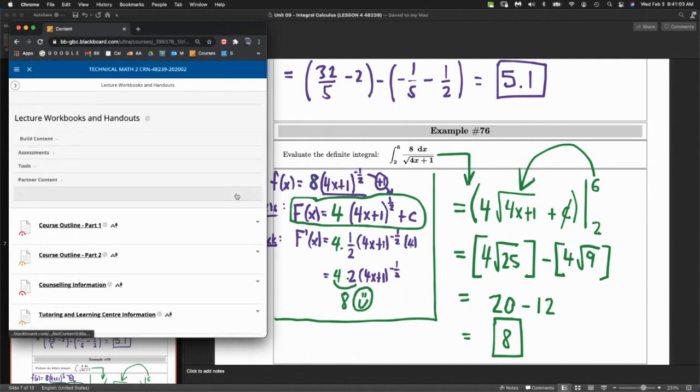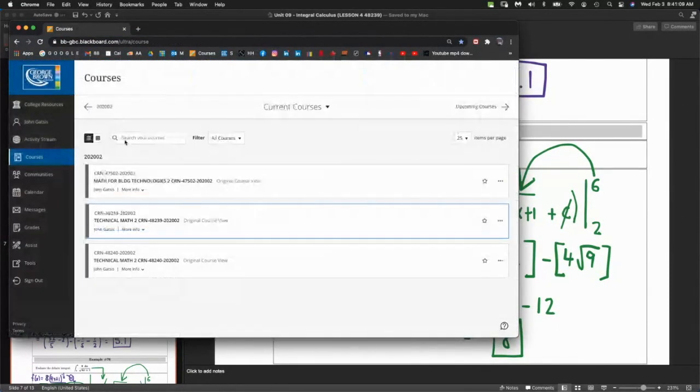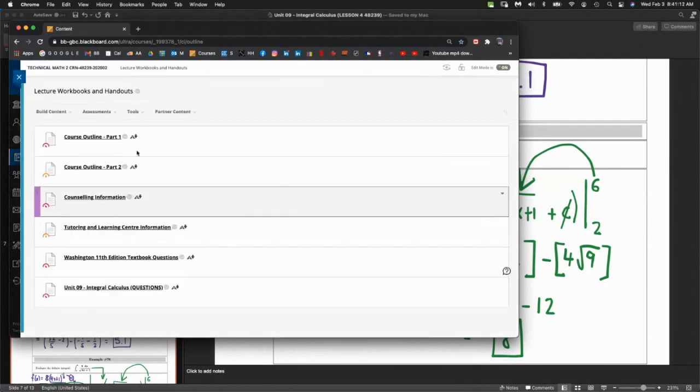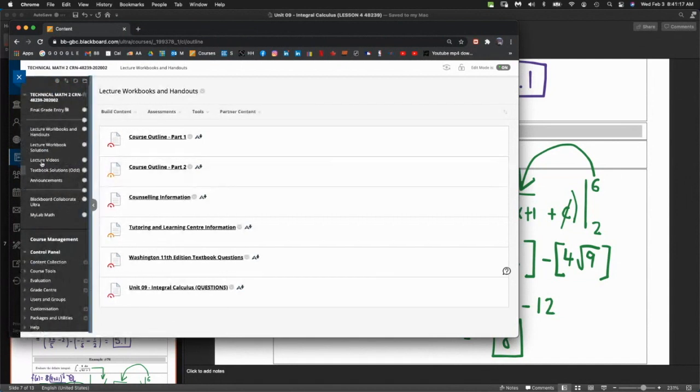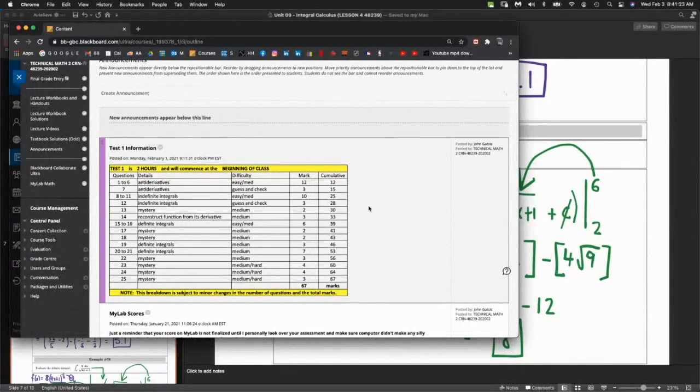I want to show you something for a second. Your test review is right here. There's your test, okay, people? So you see the test is 25 questions, and you have 2 hours. One thing I want to tell you, I gave a little speech about the test already. So the announcement is on Blackboard. You can find it under announcements.